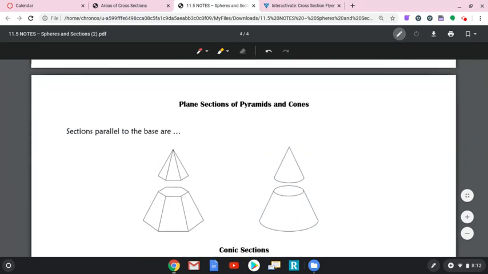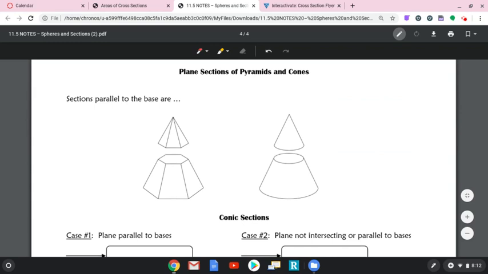Now let's take a look here. What if I have a parallel cross-section to a cone or a pyramid? How does this differ? Well, let's take a look at this. In this case, when you have sections that are parallel to the base when we're dealing with a pyramid and a cone, what you're going to do is you're going to form a hexagon that's similar to the base, but not congruent. Or a circle that in this case, would be a smaller circle.